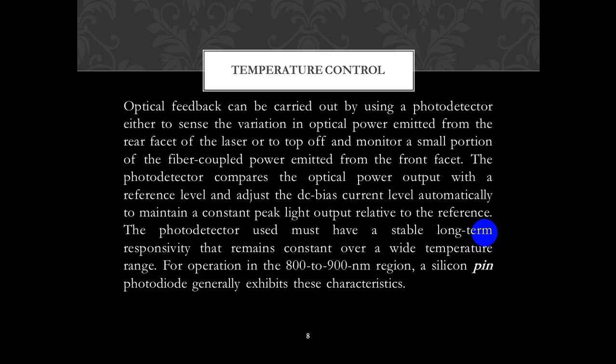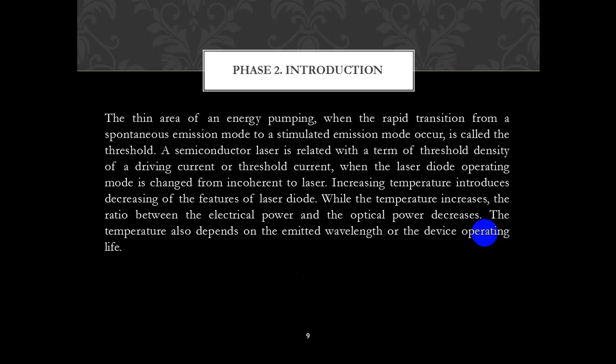The photodetector used must have a stable long-term responsivity that remains constant over a wide temperature range. For operations in the 800 to 900 nanometer region, a silicon pin photodiode generally exhibits these characteristics.